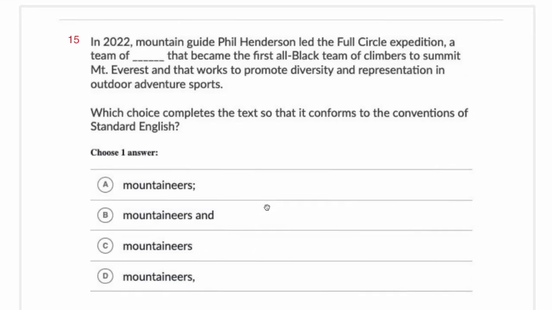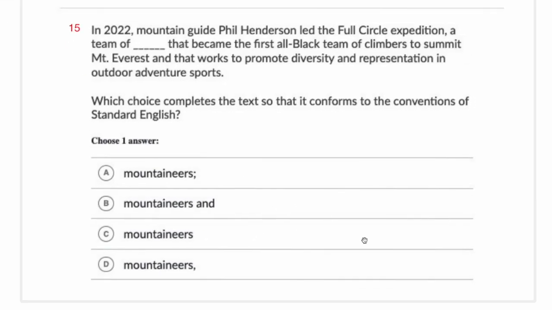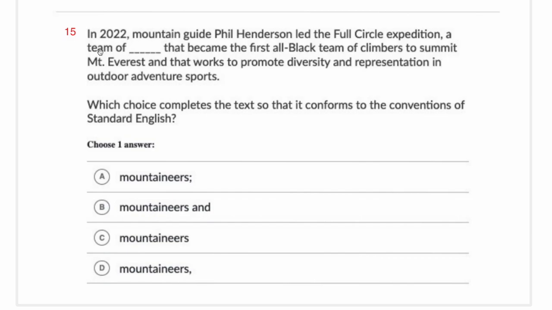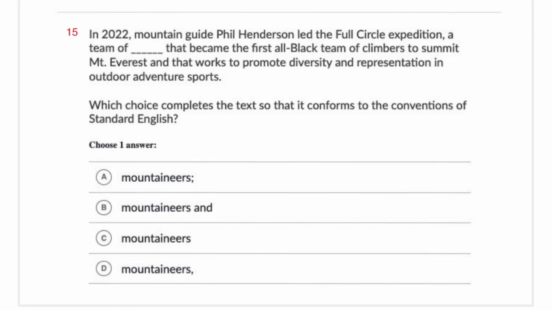In 2022, mountain guide Phil Henderson led the Full Circle Expedition, a team of mountaineers that became the first all-black team. Yep. And this is not something we need to nitpick over, but I would say since mountaineers are people, you'd actually want to use who. Unless this word is really referring to team, in which case it makes sense to use that. But in any event, as I was just saying a few questions ago, you're generally not going to have any reason to put punctuation right before that.